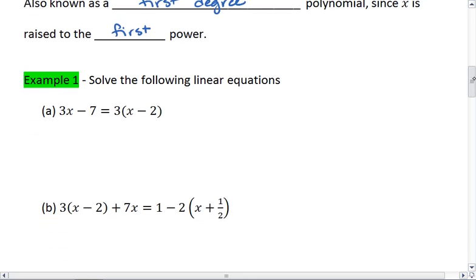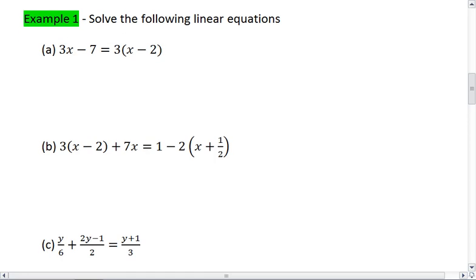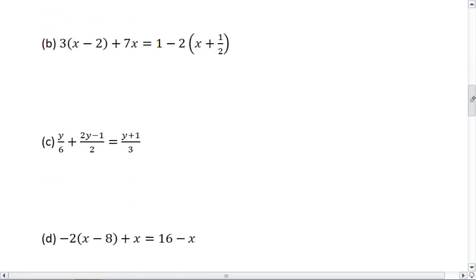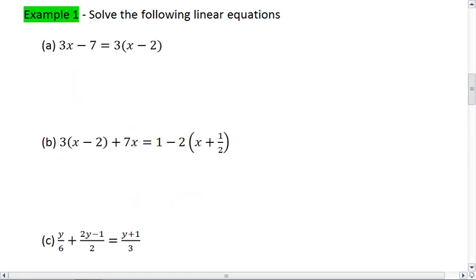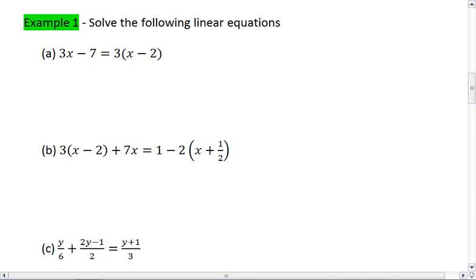Let's look at an example. We're going to go ahead and solve the following linear equations. You've got 4 examples on your screen. This is somewhat a review of algebra, so try this on your own first, and then resume the video when you're ready to check your solution.